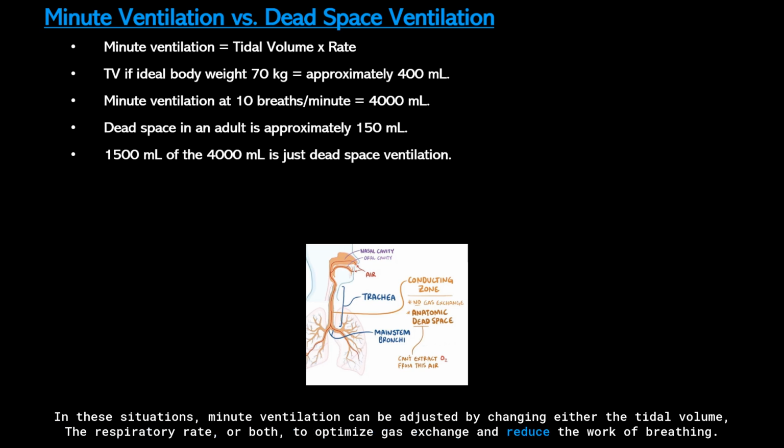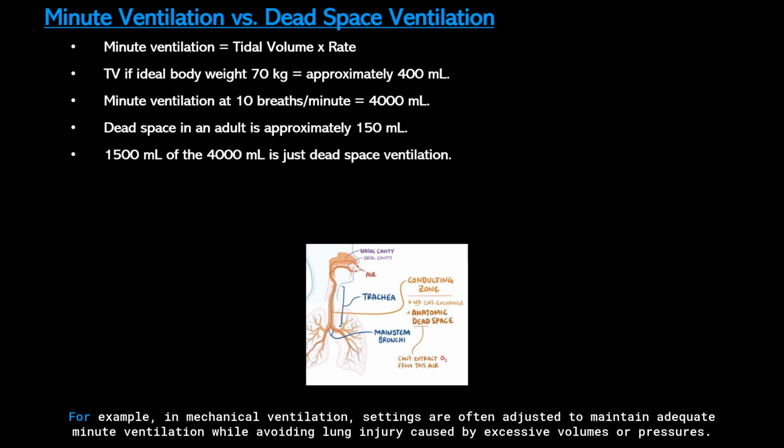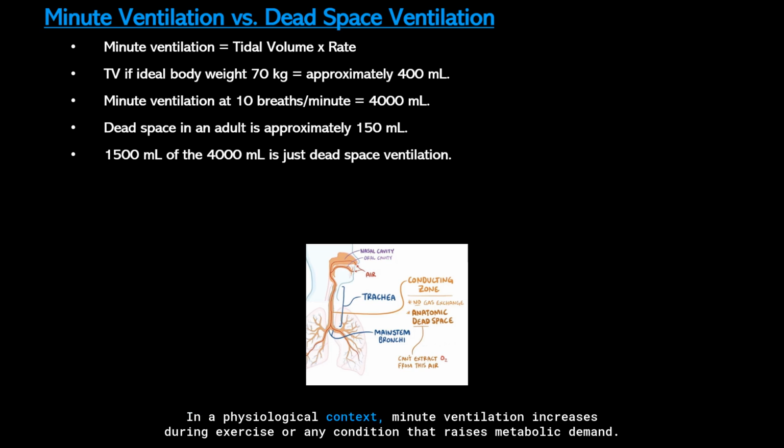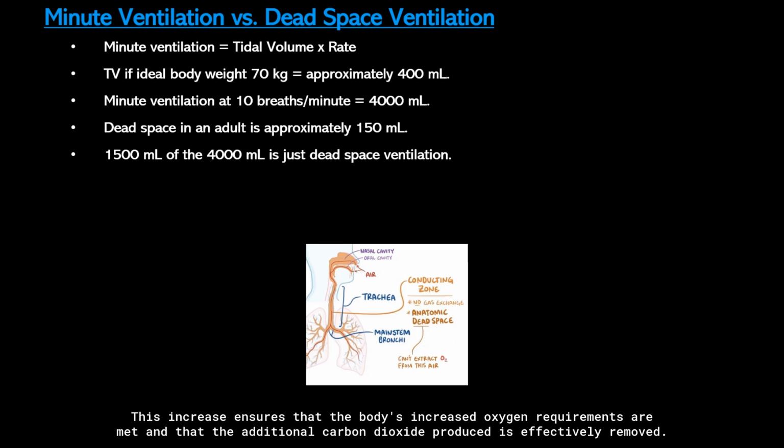For example, in mechanical ventilation, settings are often adjusted to maintain adequate minute ventilation while avoiding lung injury caused by excessive volumes or pressures. In a physiological context, minute ventilation increases during exercise or any condition that raises metabolic demand. This increase ensures that the body's increased oxygen requirements are met and that the additional carbon dioxide produced is effectively removed.